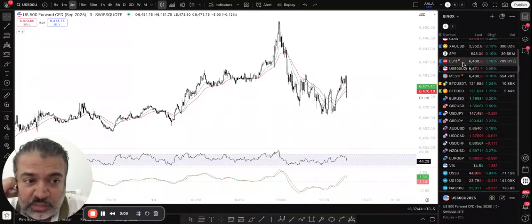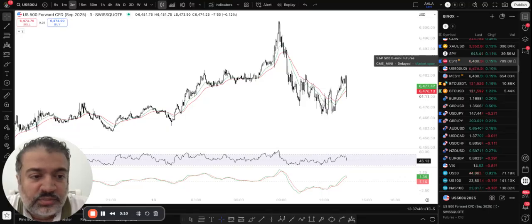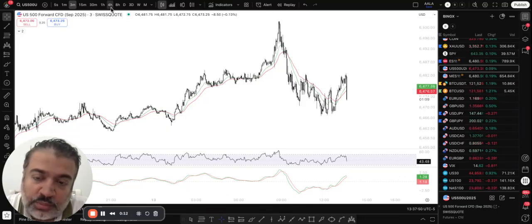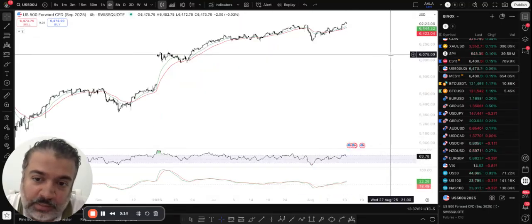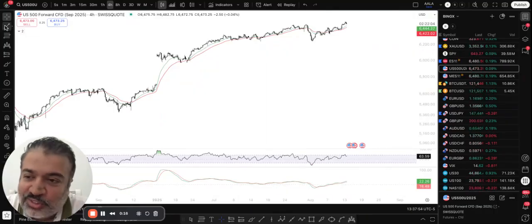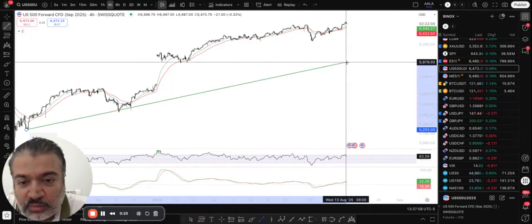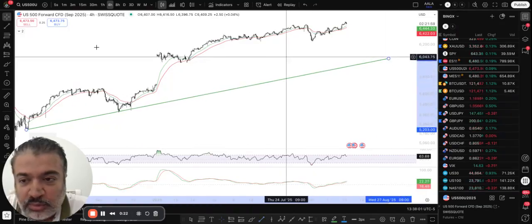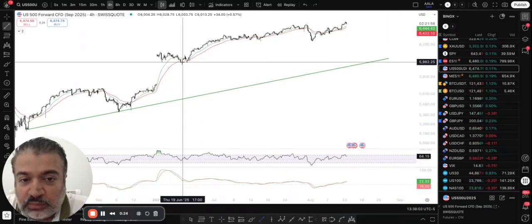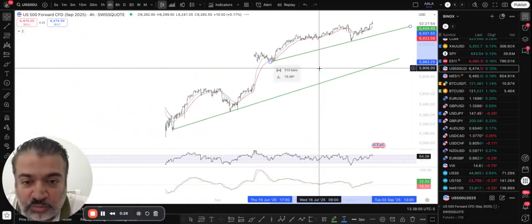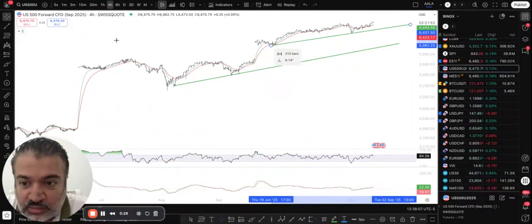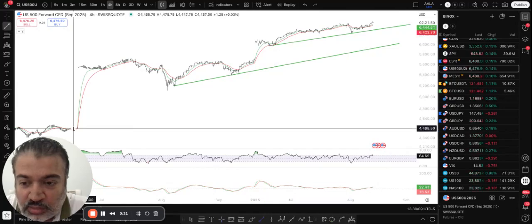US 500, which is a CFD for ES or S&P 500, America's top 500 companies. Let's see what's going on. Time to enter shorts. This was the overall situation. You see, we are firm believers of geometry, WD1. This is what we are trying to do, ray analysis, and you see so many gaps are there.